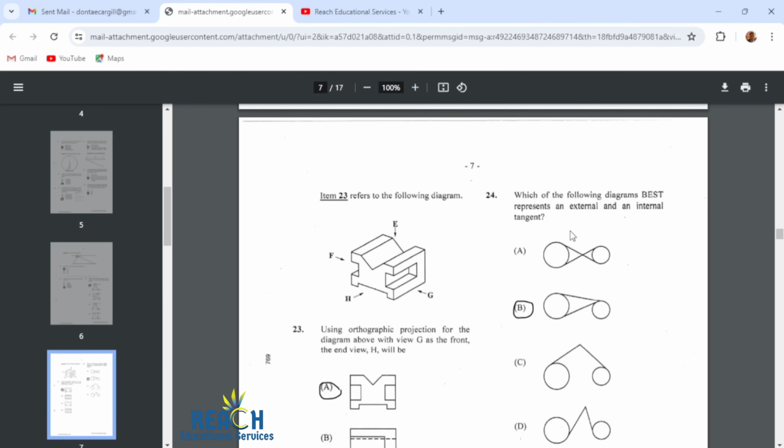24. Which of the following diagrams best represents an external and an internal tangent? So that would be this one right here. We have an external tangent right here and we have an internal tangent right here. This is two externals, this is two internals, this is also two internals.